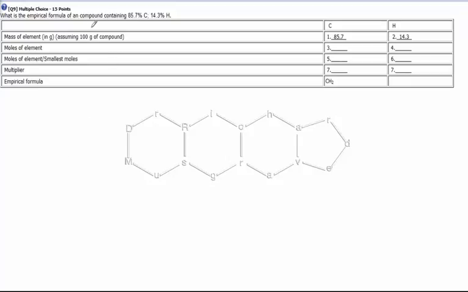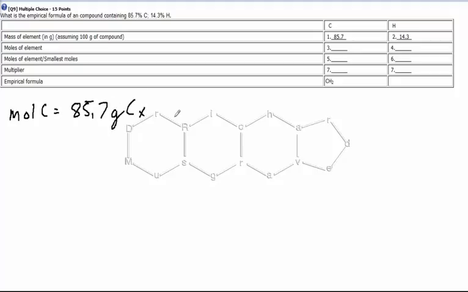Okay, so for this one we're after an empirical formula of a compound containing this percentage of carbon and this percentage of hydrogen. And what we're going to do here is assume we have 100 grams of compound, which means that we'd have 85.7 grams of carbon and 14.3 grams of hydrogen if we assume we had 100 grams of compound.